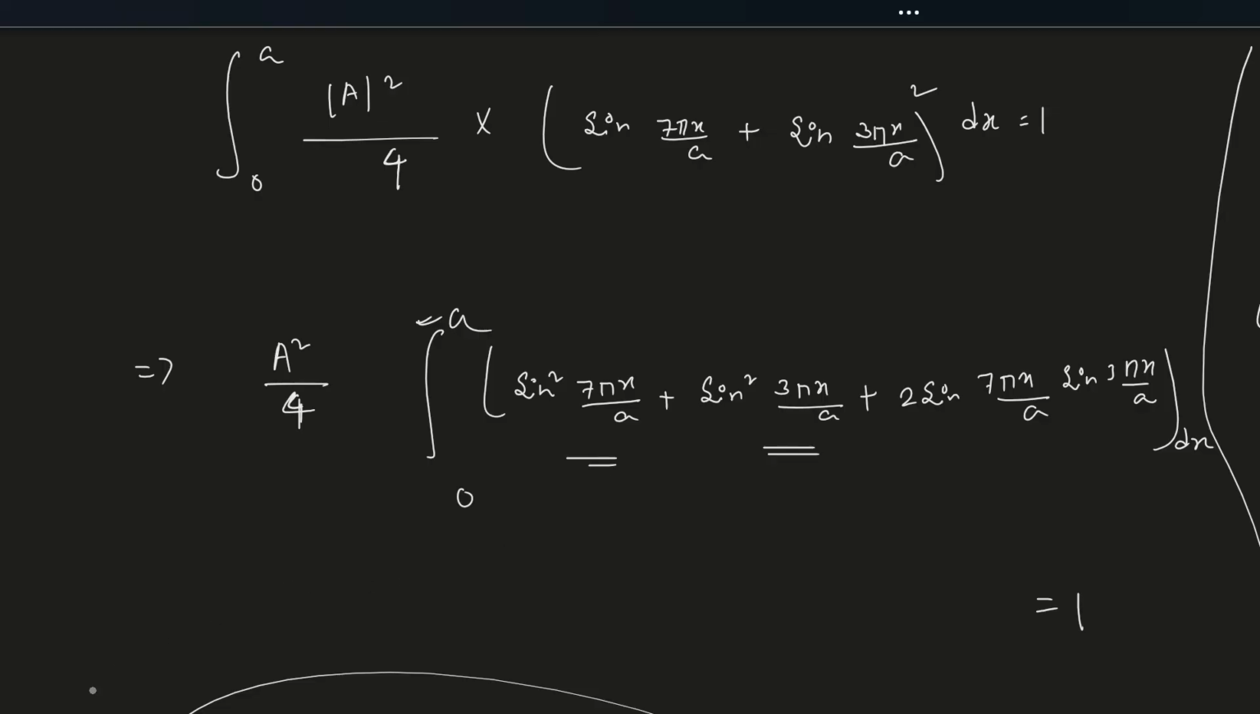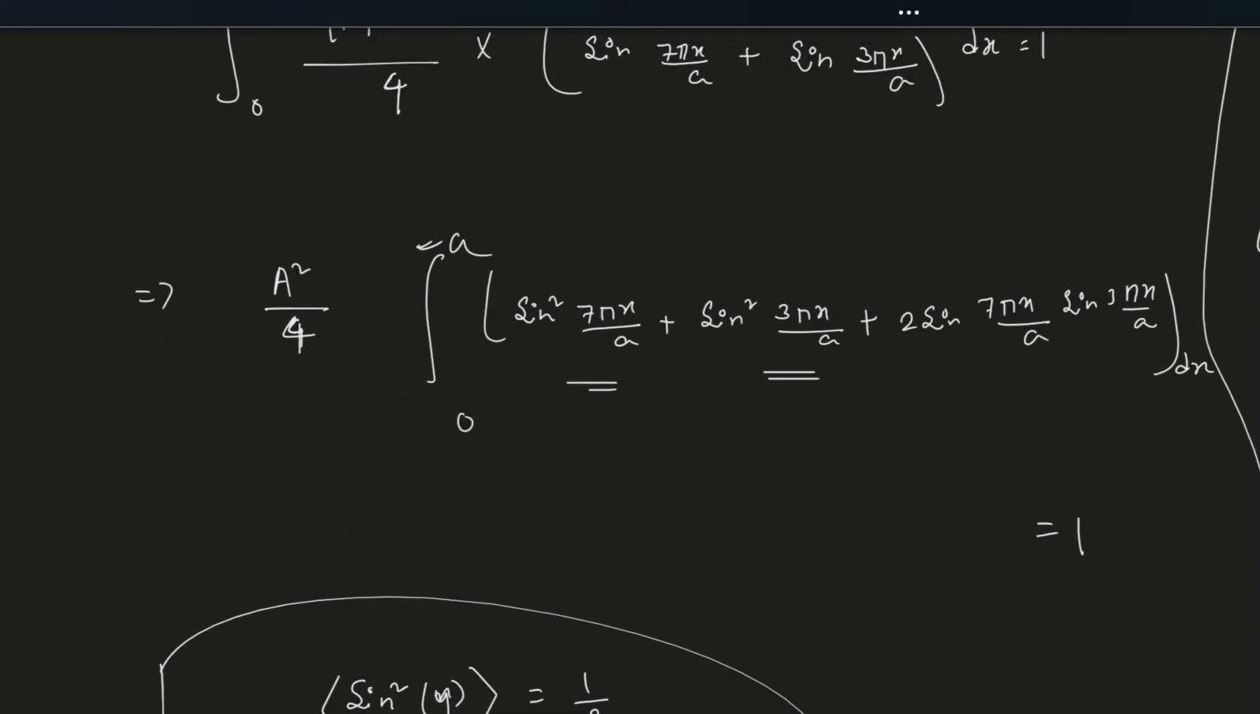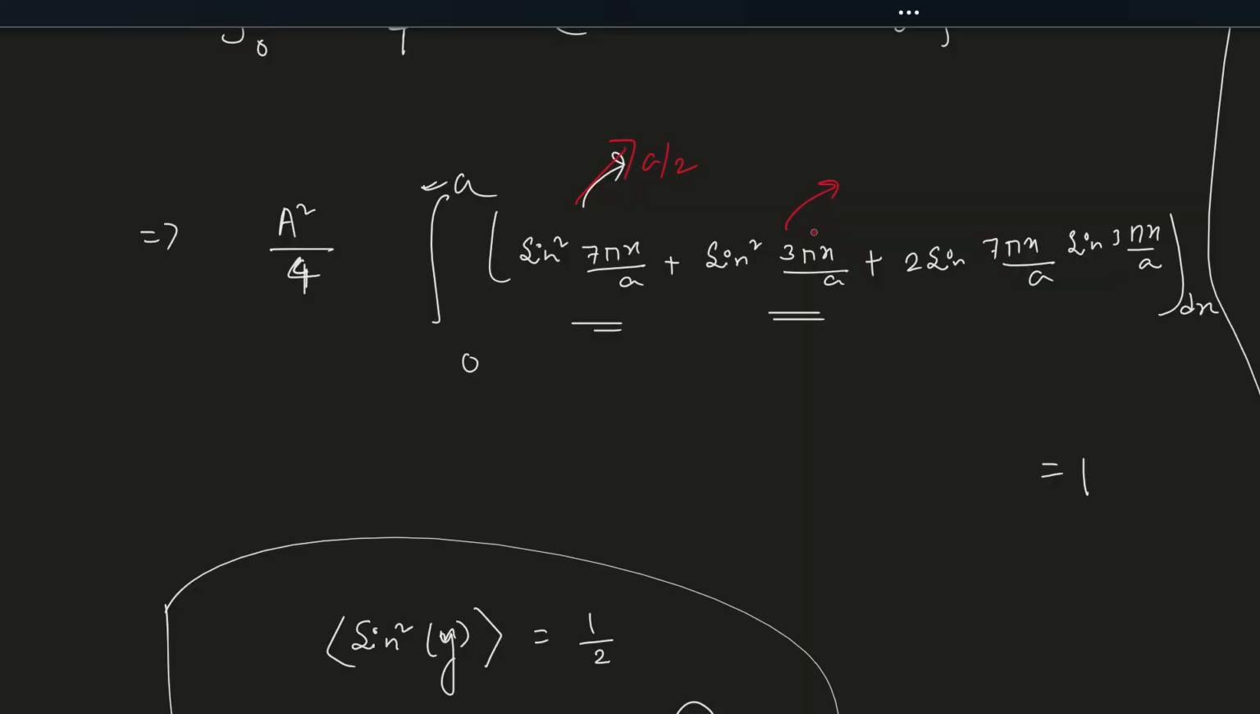That is the rule. Once you know this, you will see that integrals involving sine square terms will be much easier to do. So the first term from the integral gives you a by 2. Similarly, for the second term, only the argument is different. Instead of 7 pi x by a, it is 3 pi x by a. But eventually, if you solve it, you will see that it does not matter whether you have a different integer multiple in the argument. What matters is that you again have the same upper limit a. So it is again a by 2.